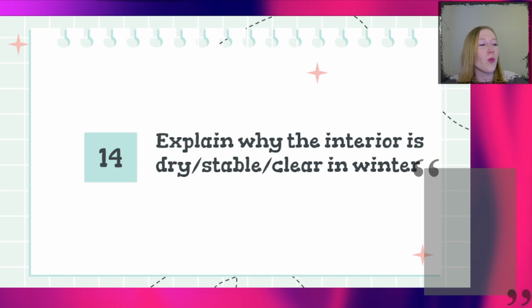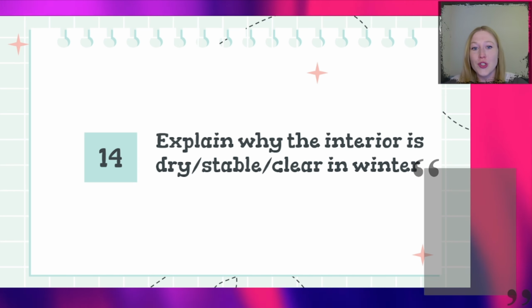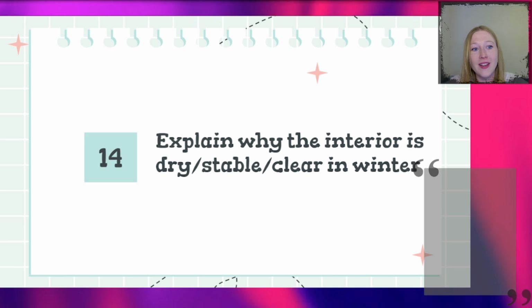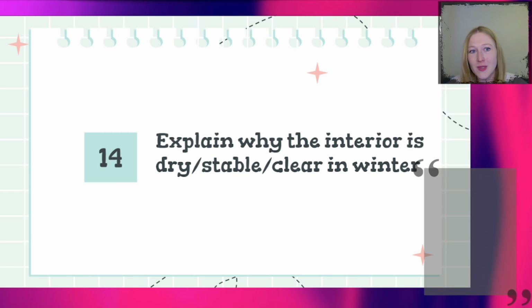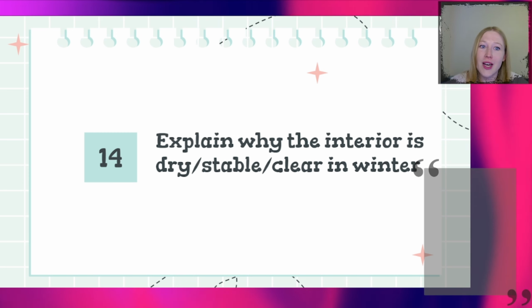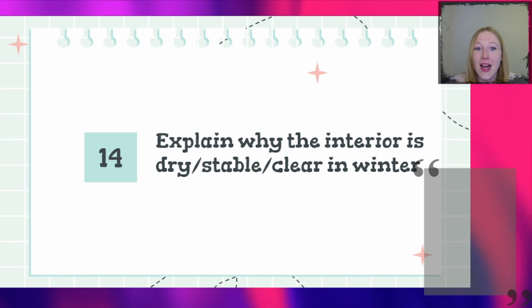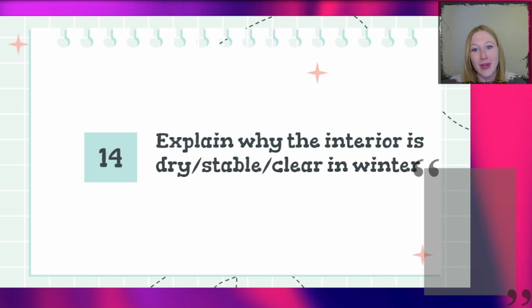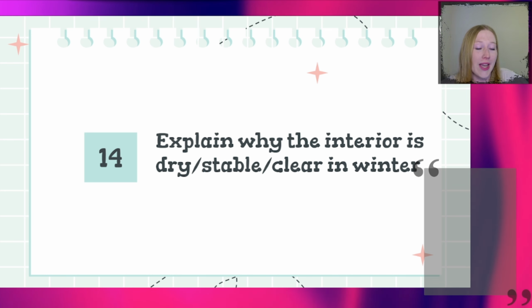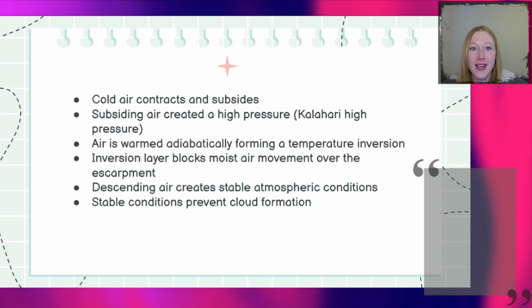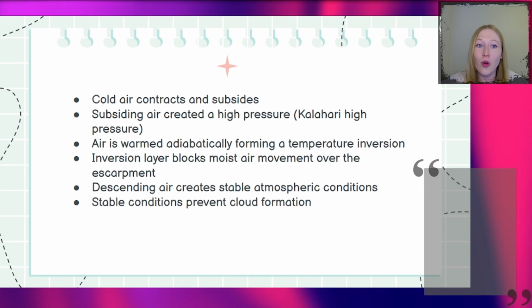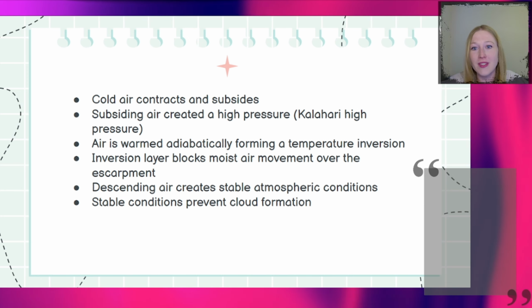Why is the interior dry, stable, and clear in winter? Now you're going to notice that we've switched seasons. All of the questions up until now have been summer based. Now we're going to look at how the anticyclones influence winter months. And for one, we have very dry and clear conditions in winter. As the air gets cold, it contracts and subsides.